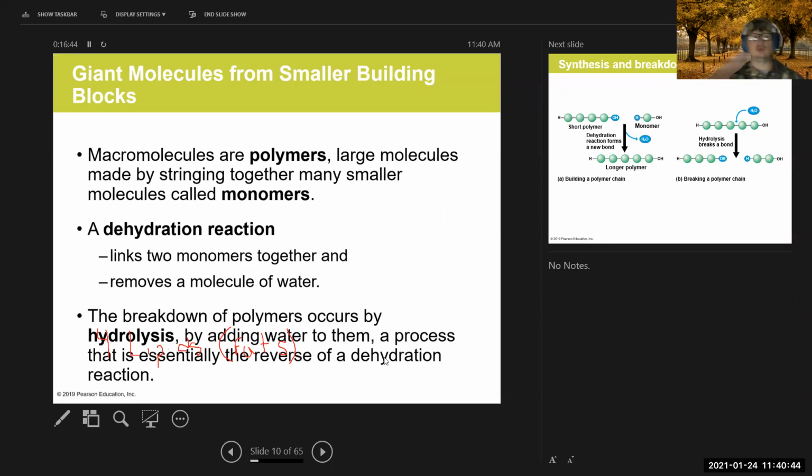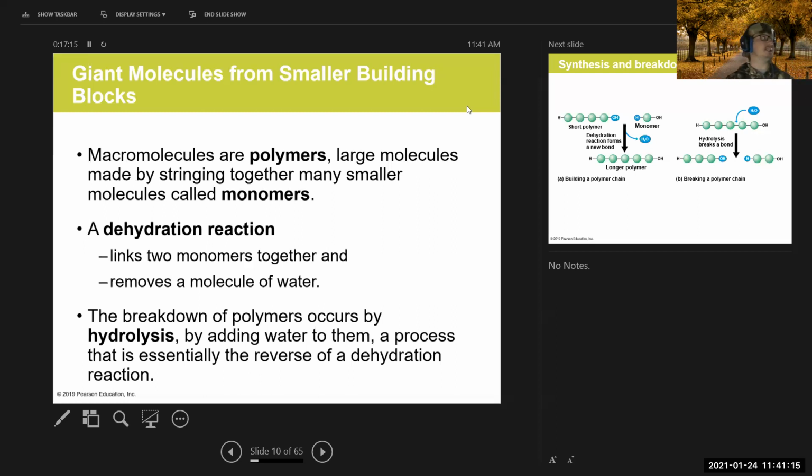And the two big reactions that are important for putting together monomers into polymers and breaking down polymers into monomers are the dehydration reaction and the hydrolysis reaction. The dehydration reaction links two monomers together and removes a molecule of water.